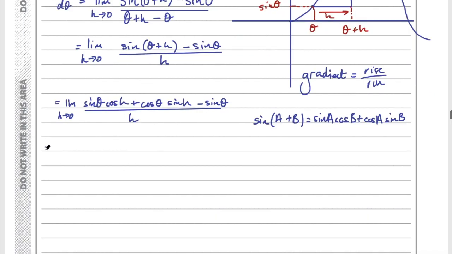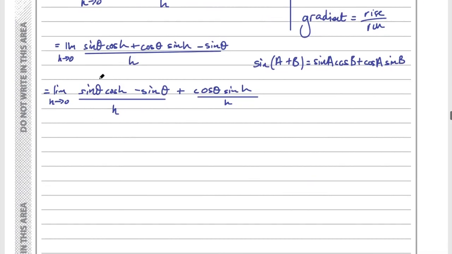Then we can rearrange this a little bit. So again, always writing that limit. Let's combine the sine thetas together and then we can factorize them. So this will be the sine of theta cosine h subtract sine of theta plus cosine of theta sine of h. And I might separate these fractions as well. So I'll separate this part and factorize this. So this is now going to be sine of theta cosine of h minus 1. I've just factorized out the sine theta all over h.